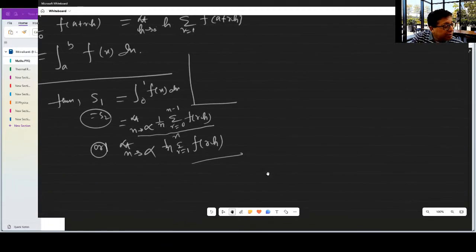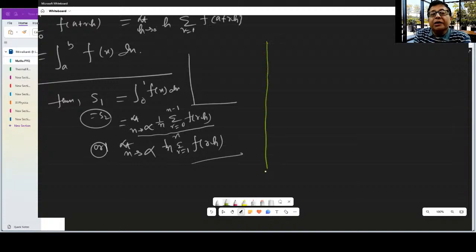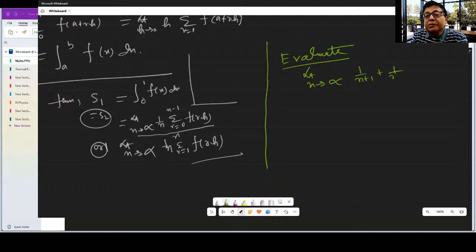Let me start with one very simple example here. Just suppose they have asked you to evaluate limit n tending to infinity of 1 by n plus 1, 1 by n plus 2, ... up to 1 by 2n.